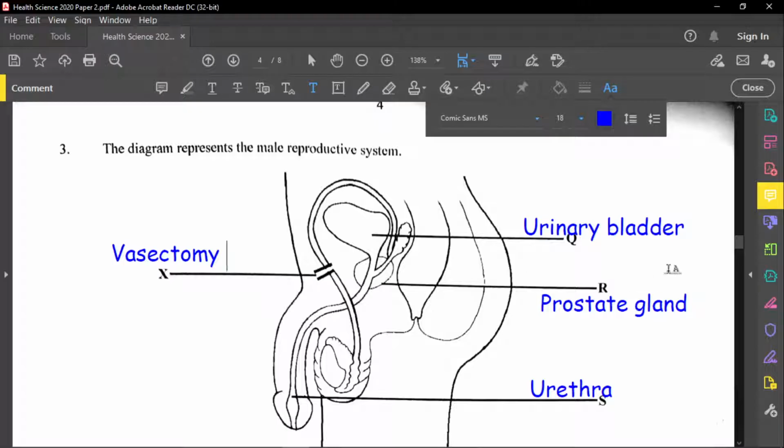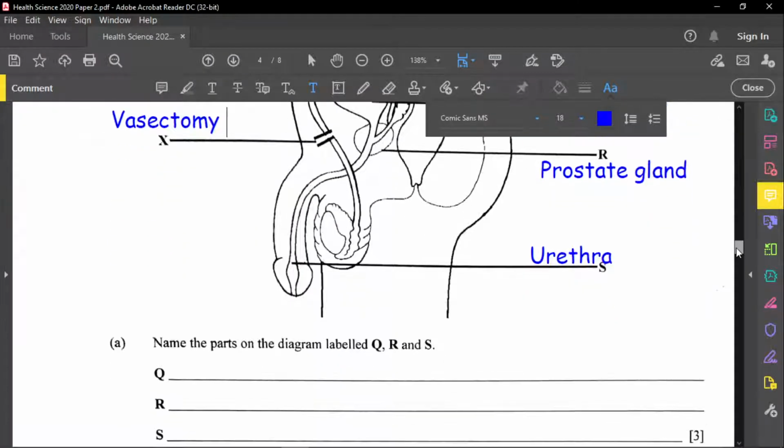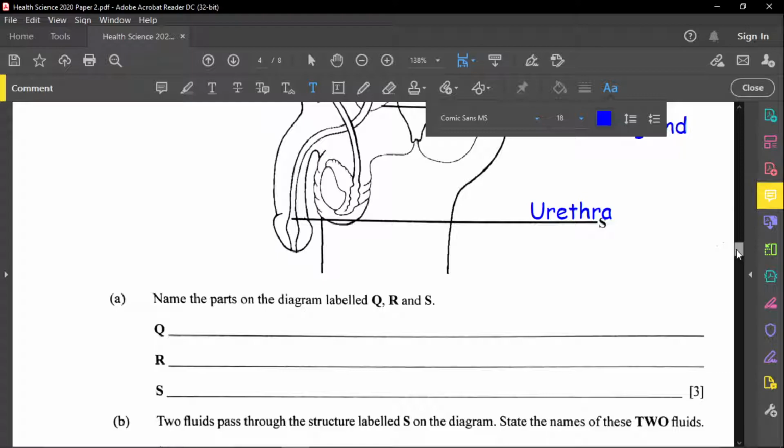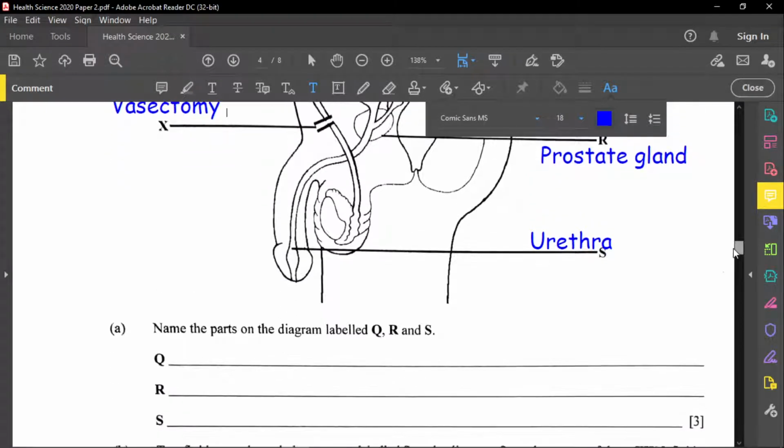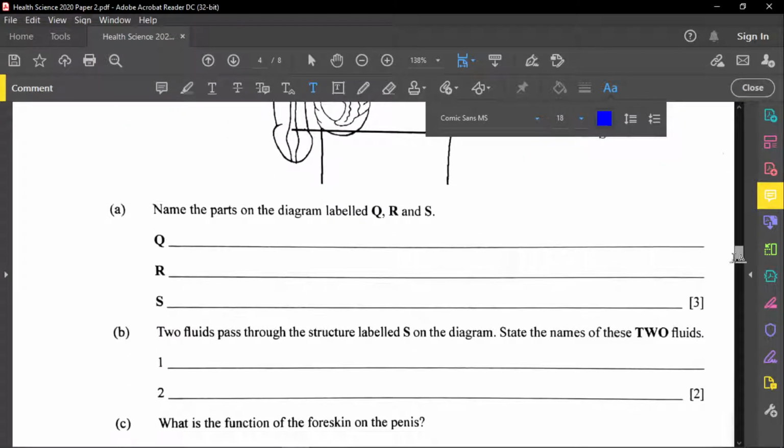Now jump on to the next part. It said name the parts on the diagram labeled Q, R, and S. We already labeled those, but I could just write them in again for you, so when you're going through, you know exactly what we're talking about. Q here is the urinary bladder. R is the prostate gland. And S, as we talked about, is the urethra.